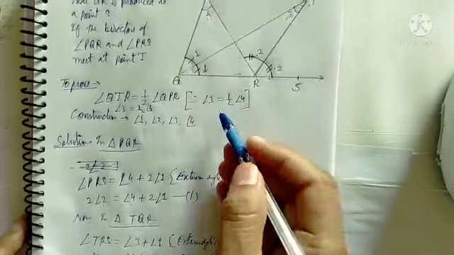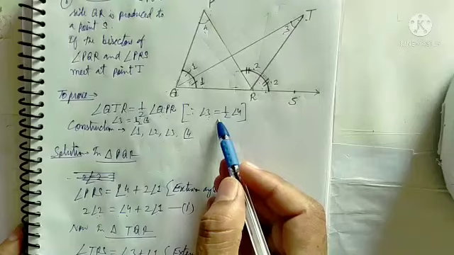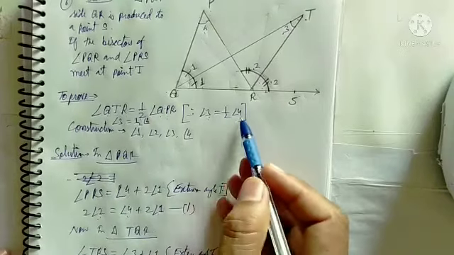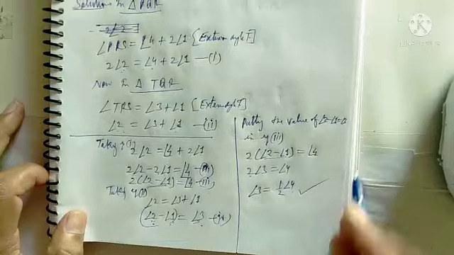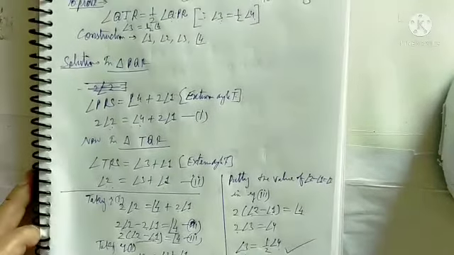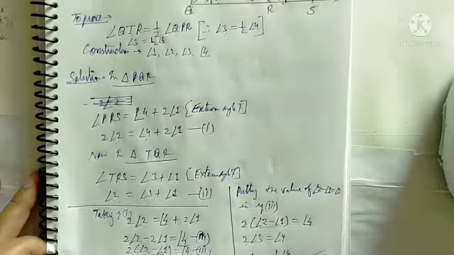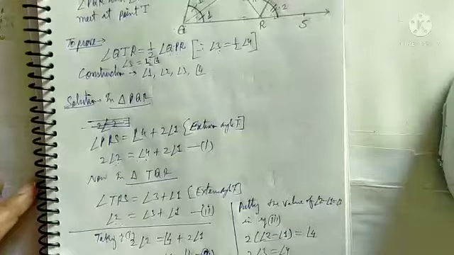So this we have to prove only. See students, we have to prove that angle 3 is equal to half of angle 4. So we have proved. So please revise and watch this video again to understand this question. Thank you.